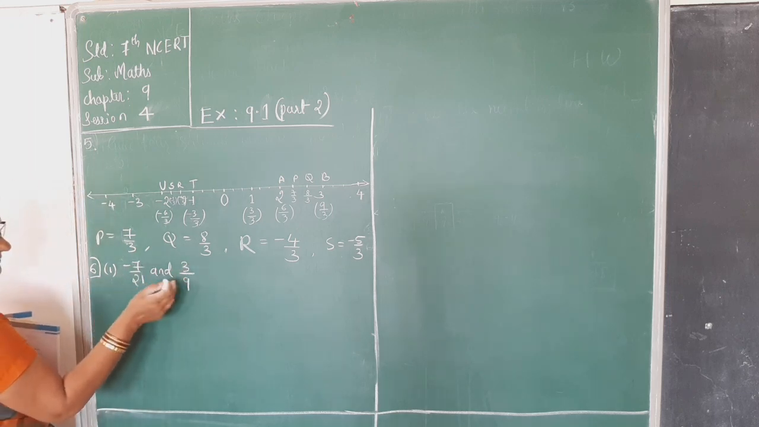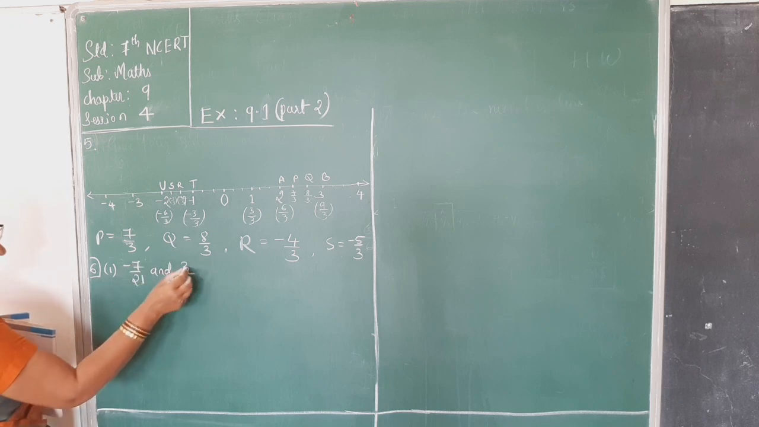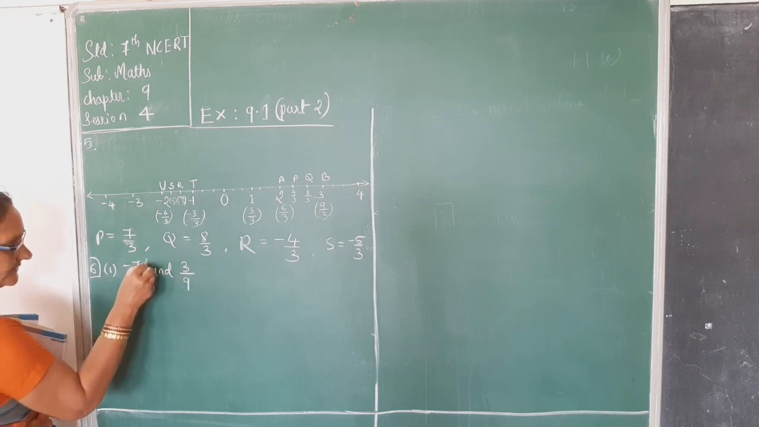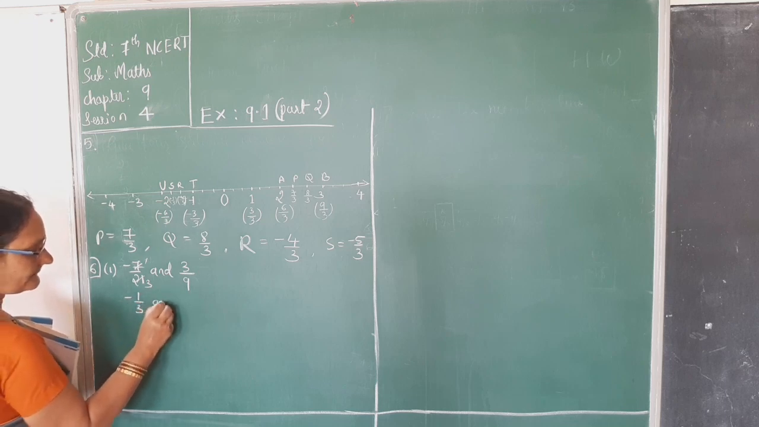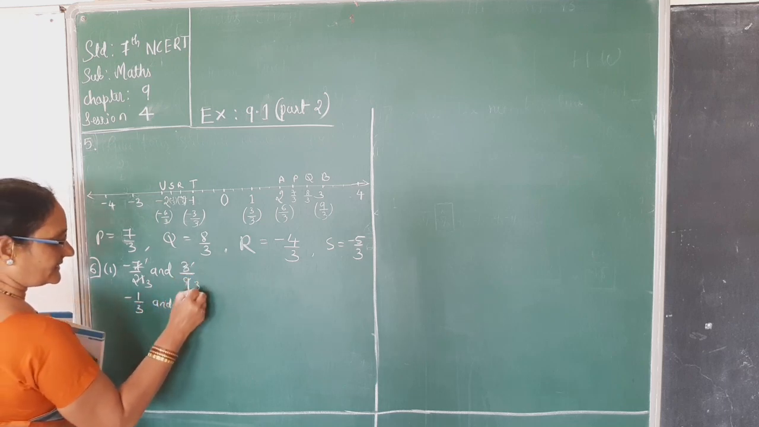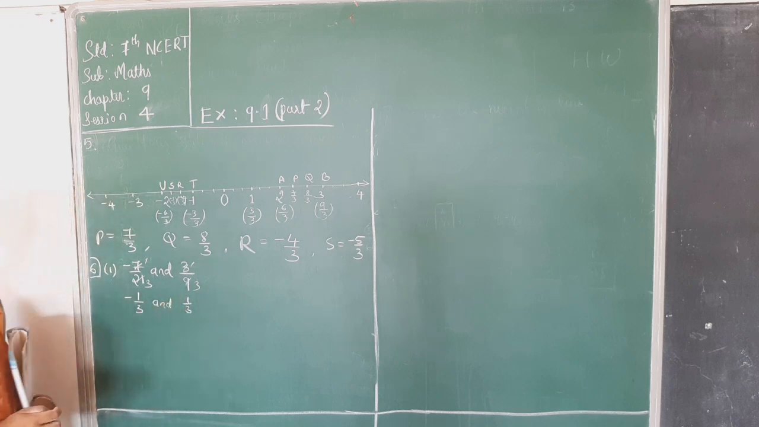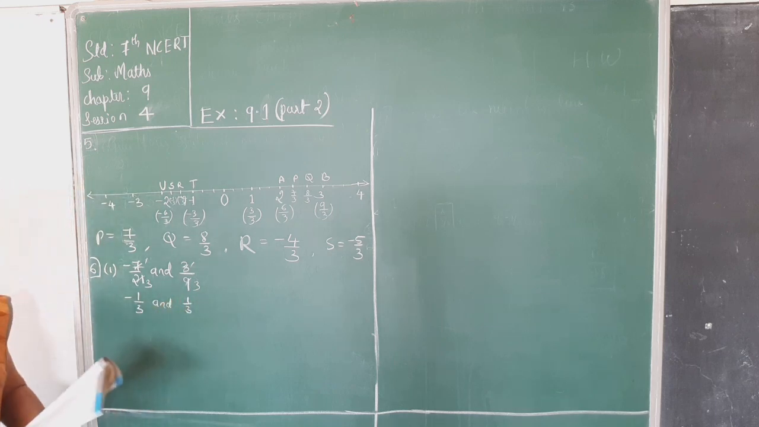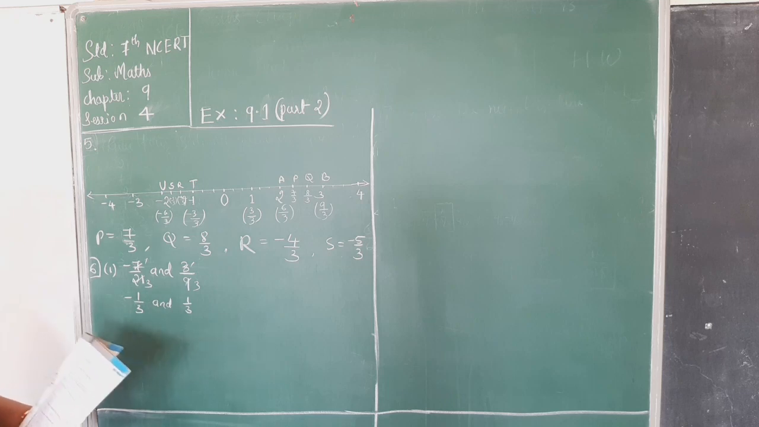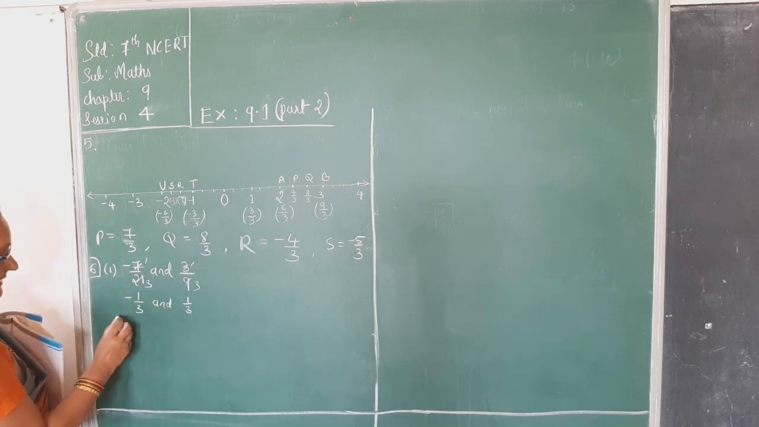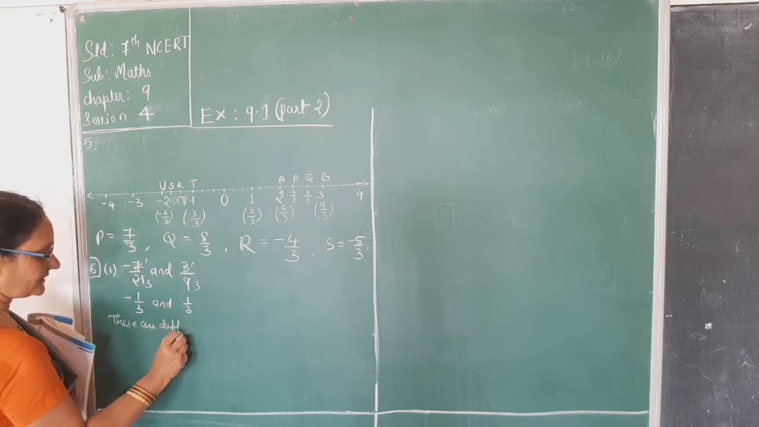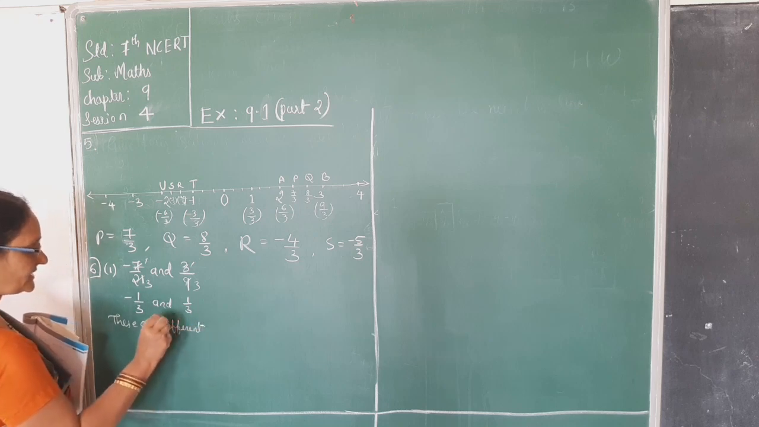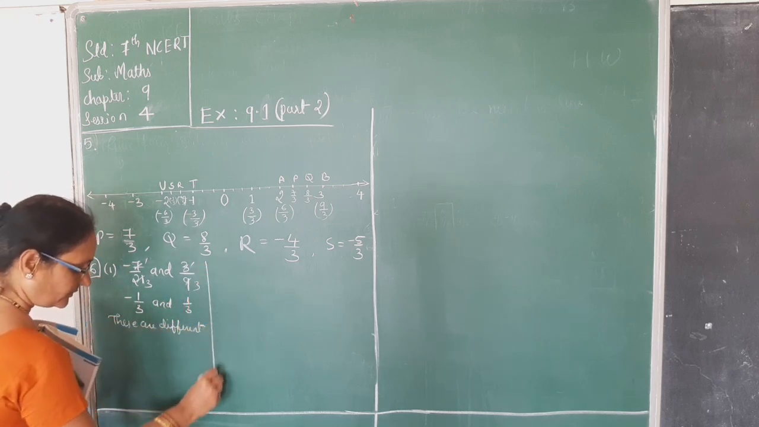See now, 7 ones are 7, 7 threes are 21, so this is -1 by 3, and 3 ones are 3, 3 threes are 9, this is 1 by 3. Are they the same, -1 by 3 and 1 by 3? No, not the same. So they are different. Then which are the same, like this we have to find out.